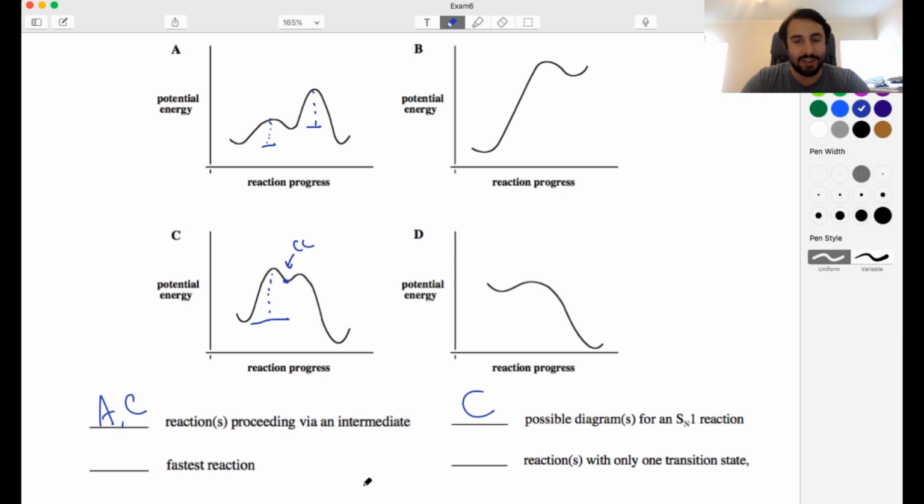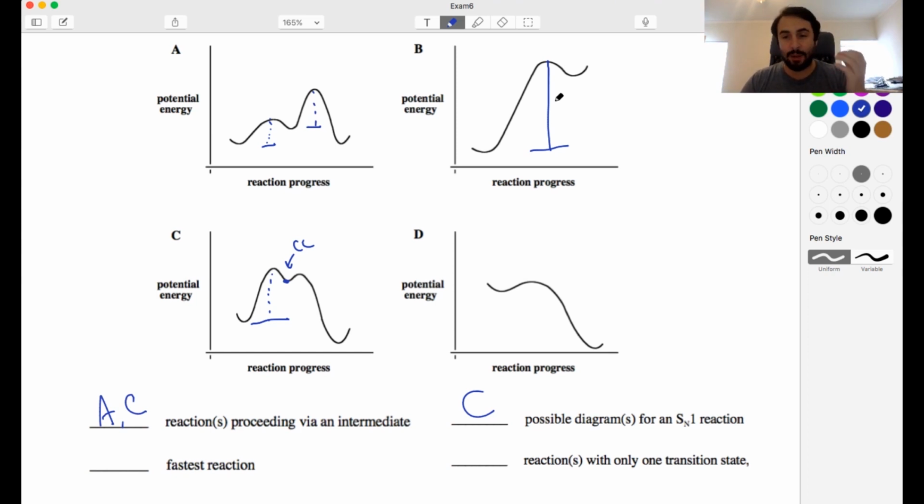Then this one asks, which one is the fastest reaction? The fastest reaction is necessarily the one with the smallest activation energy, because in order for the reaction to proceed, the reactants must collide with the proper orientation and with sufficient energy to get over the activation barrier, or the activation energy. And the smaller the activation energy, the greater the probability that such a collision will have sufficient energy to get over the activation barrier. If you have a very large activation energy like this, that means only 1 in 1,000 or 1 in 1,000,000 times when the reactants collide will they have enough kinetic energy to get over that activation barrier.